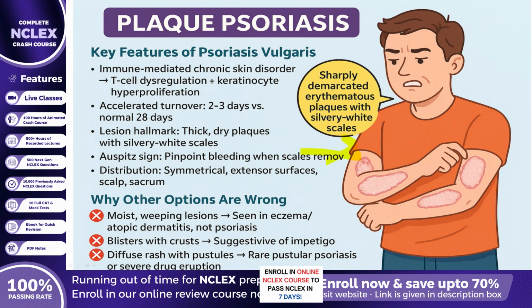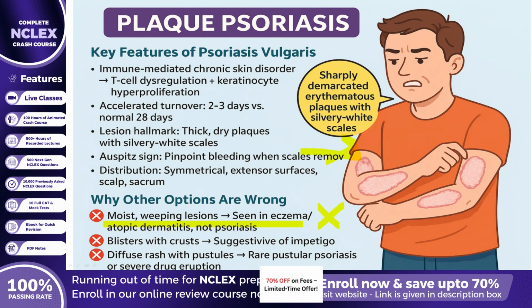These plaques most often appear symmetrically on extensor surfaces, the scalp, and sacral regions. Stress, infections, cold environments, and medications such as lithium and beta blockers are common triggers for flare-ups. Looking at the distractors, option A does not fit because moist and weeping lesions are more typical of eczema or atopic dermatitis, which is pruritic, oozing, and often associated with allergies or asthma.